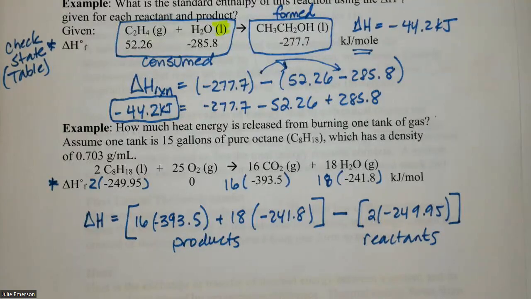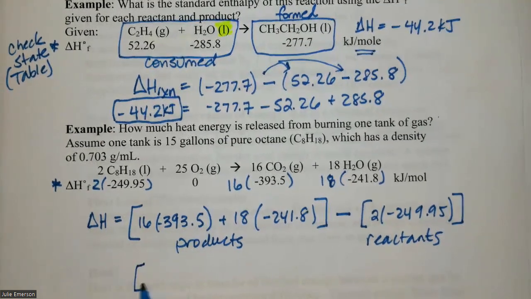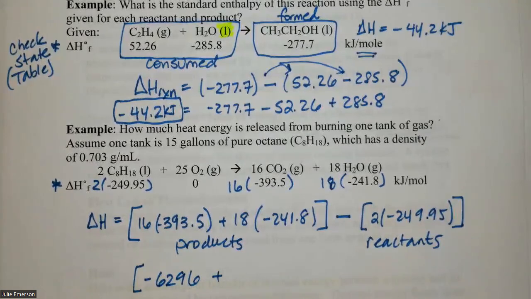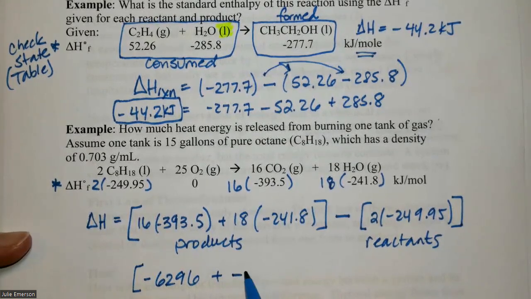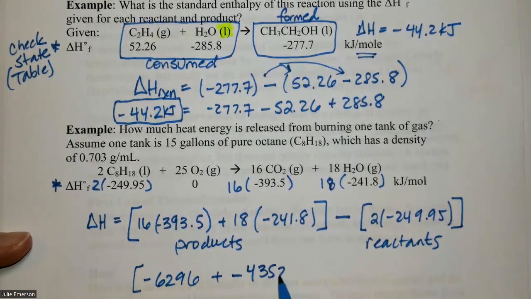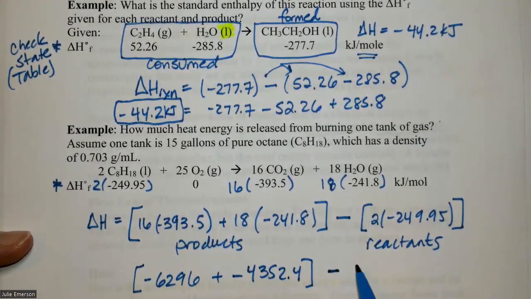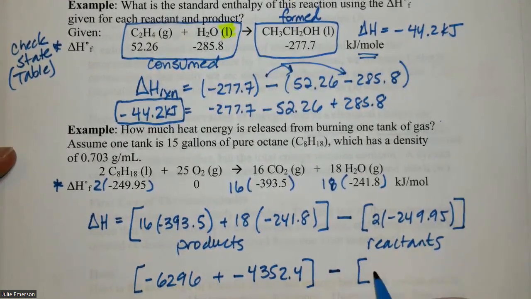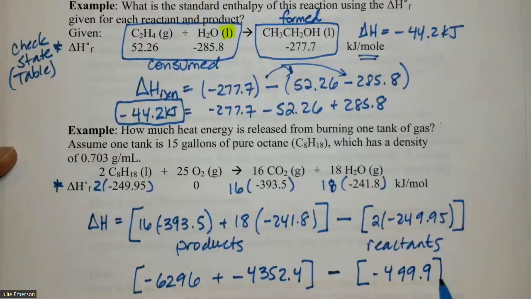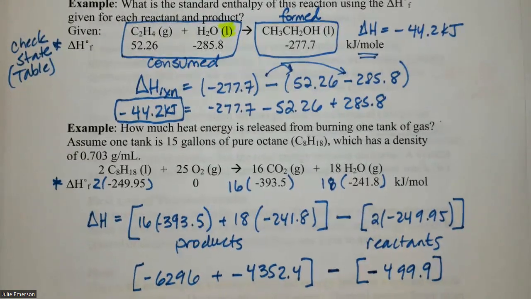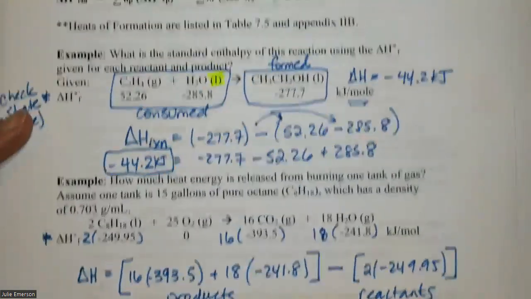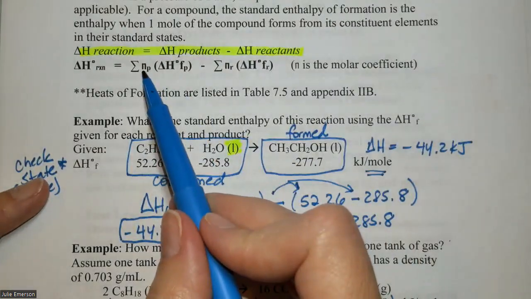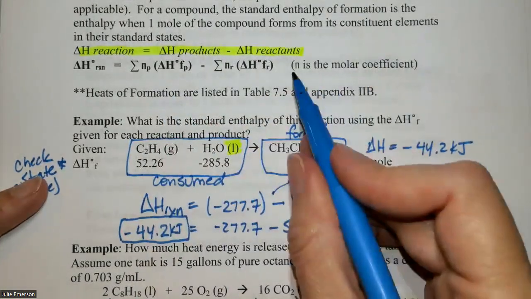Okay, so first thing I'm going to do is take that 393.5, multiply it by 16. Okay, so this right here, I get negative 6,296. And then if I take the 241.8, multiply that by 18, I get negative 4,352.4. And then if I minus, we've got the 249.95 times 2. That would be negative 499.9. Okay, so all I did at this step was just multiplied the coefficients. So back up here in the formula, when it says the heat of formation times N, N is that coefficient from the balanced equation.